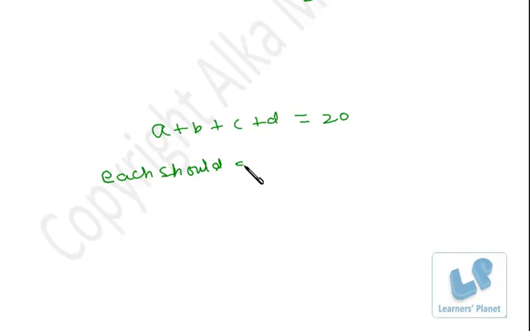Now similarly, if I take maybe 4 people, that is A plus B plus C plus D, and I have to distribute say 20 apples among them, and the condition is that none of them should get 0, right? That means each and everybody should get at least 1 apple, right?